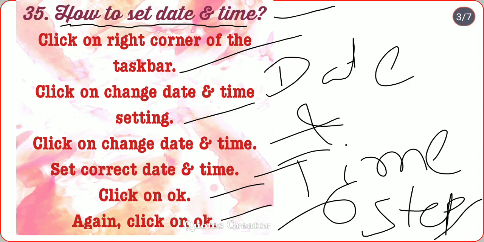So how to set date and time? Click on right corner of the taskbar. Click on change date and time settings. Click on change date and time. Set correct date and time. Click on OK. Again click on OK.